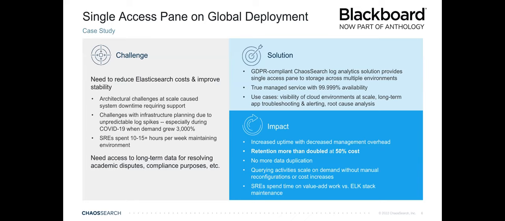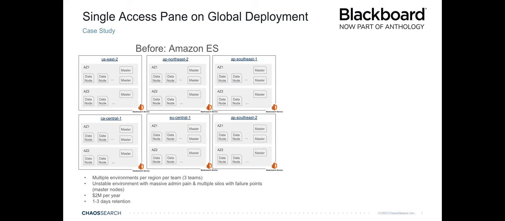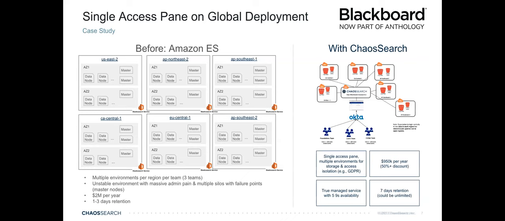So the impacts were significant. Uptime was improved. They retain much more data, so more than twice the amount of data at half the cost. No movement, no duplication, and they can query on demand. So this benefit of really focusing on value add work, if anyone here works with or participates on an SRE team, hopefully that's something that resonates with you. And from a picture perspective, it's as simple as this. If you look at what's on the left with Amazon Elasticsearch, you had multiple clusters across multiple regions, simply working to get the job done. With Chaos Search, you have a single point of access within our platform and a dramatic simplification of the footprint.